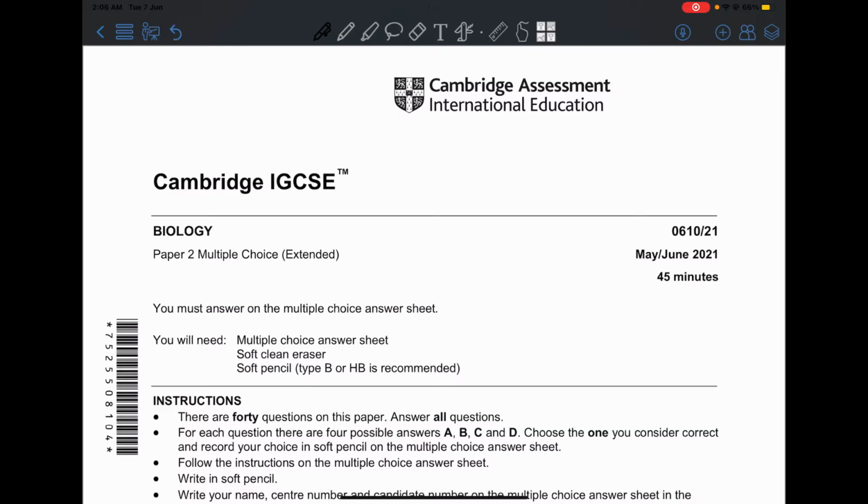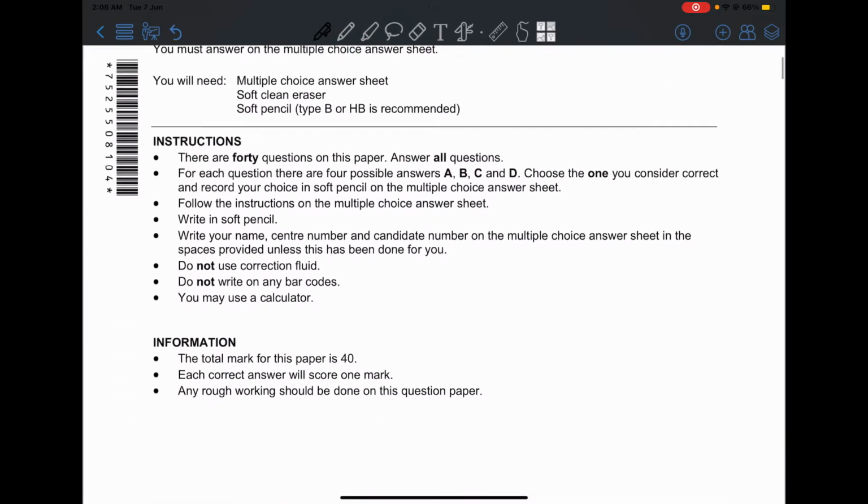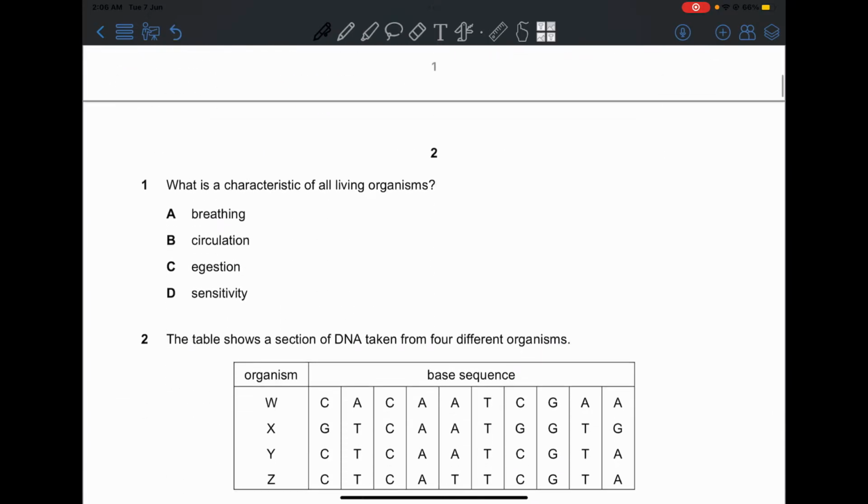In today's video, I'm going to be solving the May-June 2021 Paper 2, Variant 1. So let's start solving. Now question number 1, what is a characteristic of all living organisms?